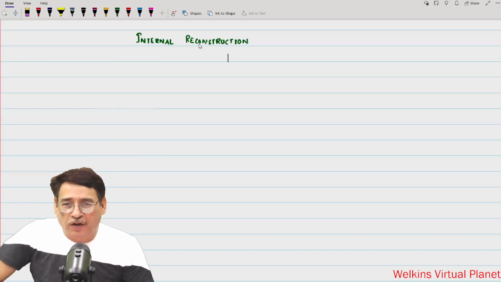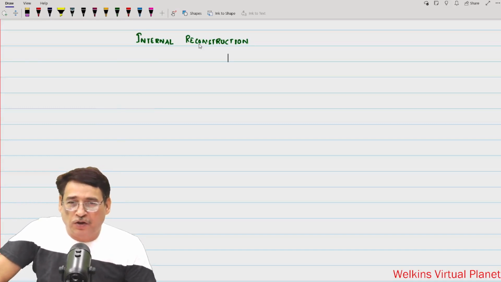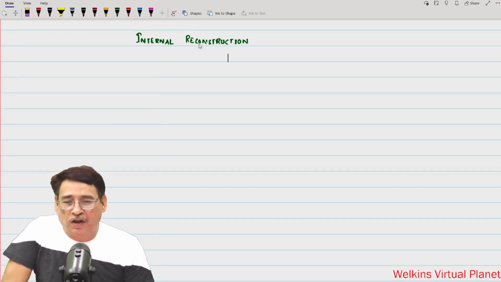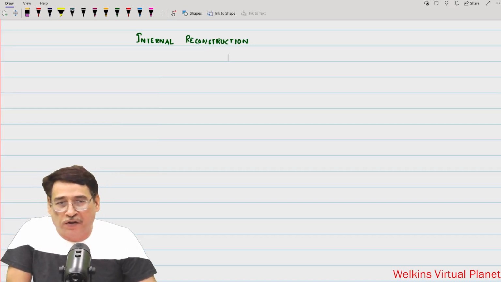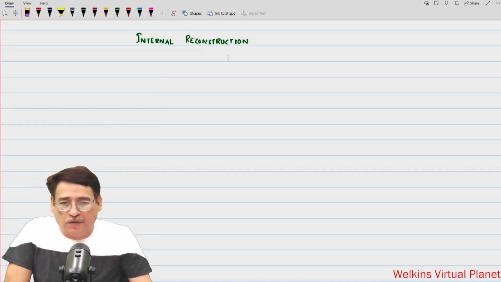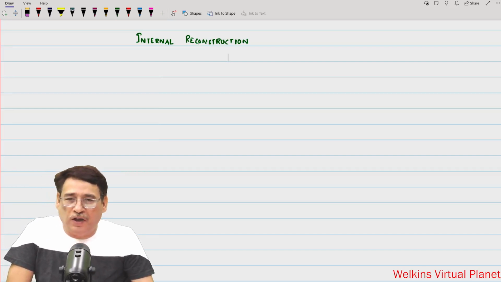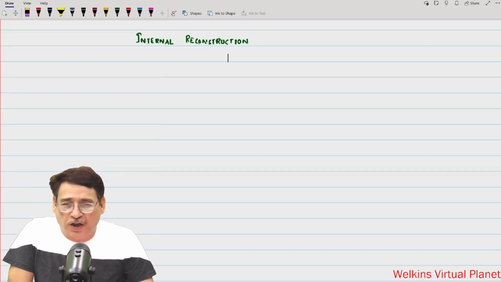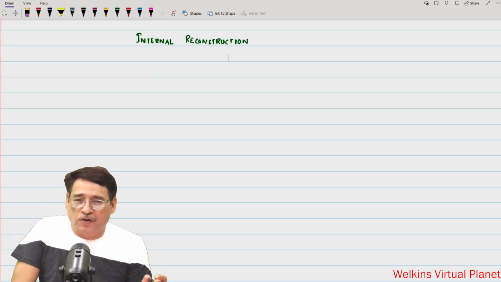So in this particular session, as you can see flashing on your screens, we are going to start a chapter that happens to be internal reconstruction. Now, internal reconstruction is a pretty formidable chapter, no doubt about that, but not a very tough one at the same time. It's pretty easy in comparison to the earlier ones.